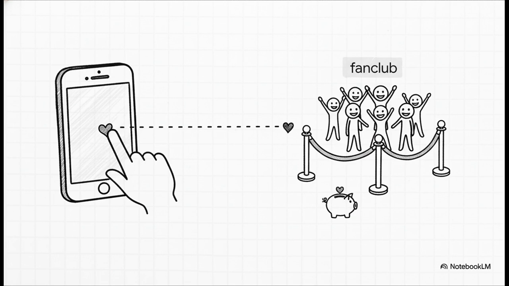Next up is monetization, but it's handled in a really clever way. The barrier to entry is incredibly low. To join the fan club and unlock more features, all you need is a Heart Me gift. And get this, it costs less than a US cent. It's a tiny microtransaction that's designed to feel almost meaningless, but when you do that at scale, it definitely adds up.